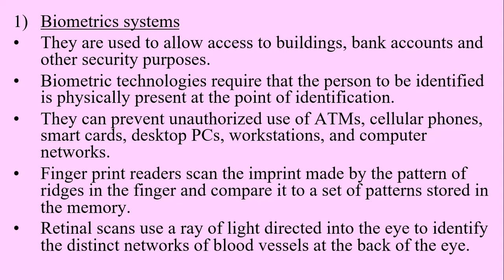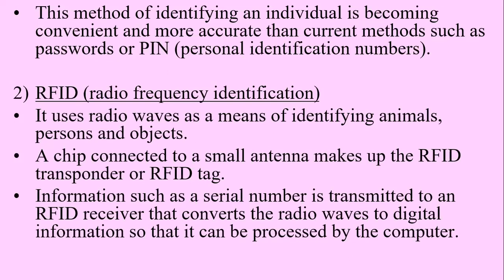Fingerprint readers scan the imprint made by the pattern of ridges in the finger and compare it to a set of patterns that are stored in the memory. The retinal scans use a ray of light which is directed into the eye to identify the distinct networks of blood vessels at the back of the eye. This method of identifying an individual is becoming convenient and more accurate than current methods such as use of passwords or PIN. PIN stands for personal identification numbers.